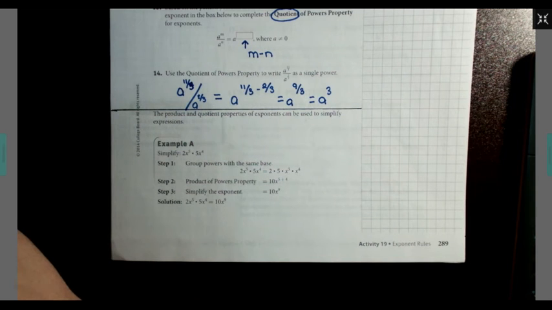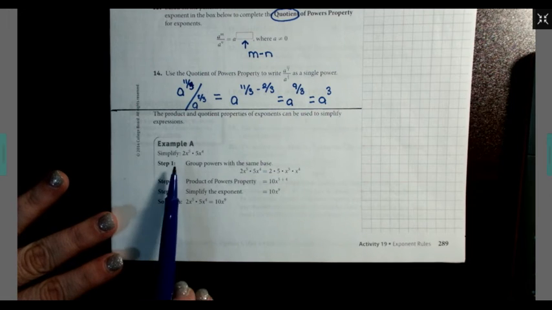All right, now we've gotten down to the section where it talks about examples A and B. It says the product and quotient properties of exponents can be used to simplify expressions. I'm going to just go over the steps and talk through what they did here in examples A and B, but I'm not going to do it in detail because we're going to dive into the try these in just a second.